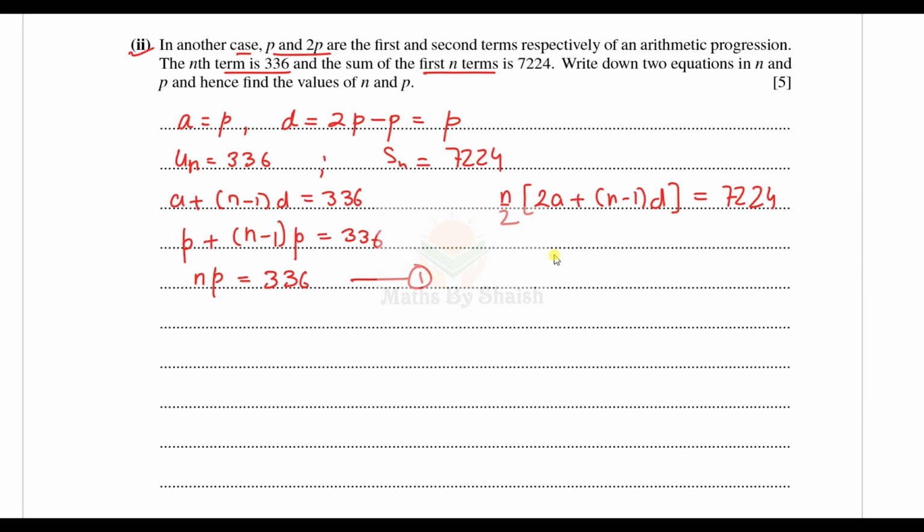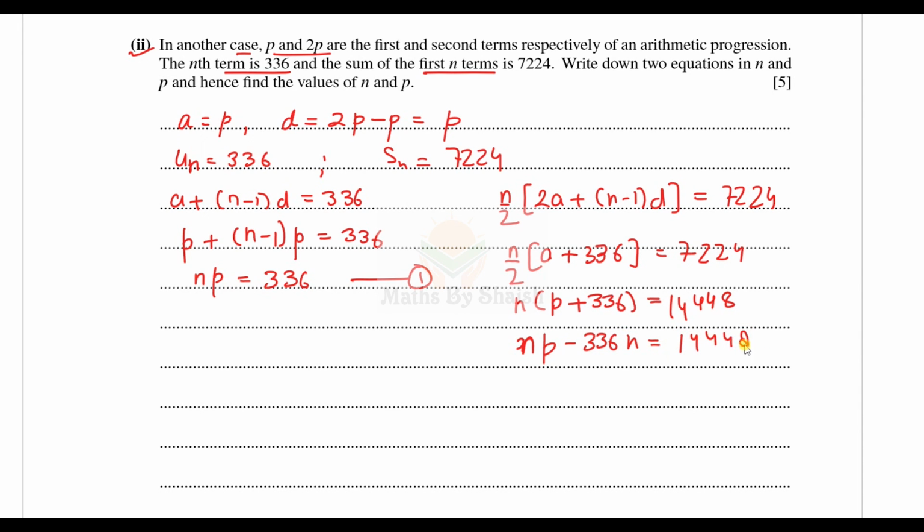From here we'll get n by 2 times 2a plus n minus 1 into d, and n minus 1 into d is 336, already given, equal to 7224. Or we can write it as n into P plus 336 is equal to 7224 into 2, which is 14448. So nP plus 336n is equal to 14448. This is equation number 2.